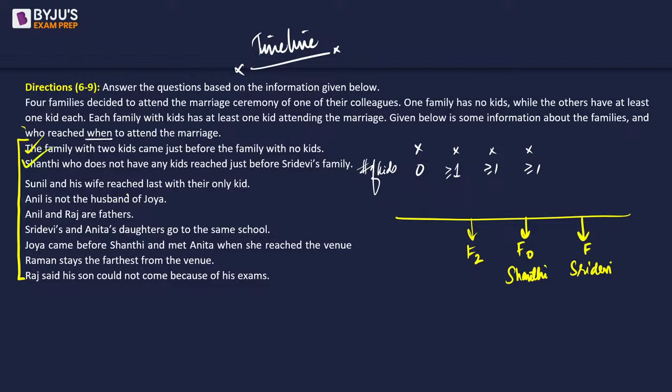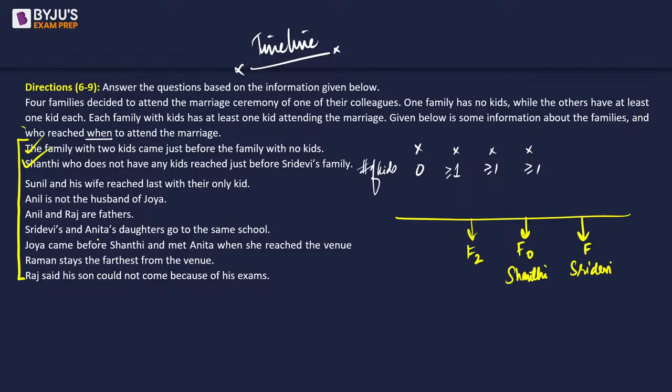Sunil and his wife reached last with their only kid. So Sunil is a male person and his wife. Excuse me. We don't know if Sunil is the husband of Sridevi or there is a 4th family after Sridevi, right? We don't know that. Okay, so we are going to leave this part. Anil is not the husband of Zoya. No idea about this. Anil and Raj are fathers, so we know the gender of Anil and Raj. Great. Still can't do anything about it.